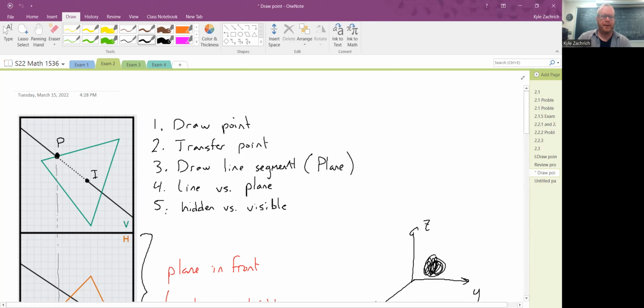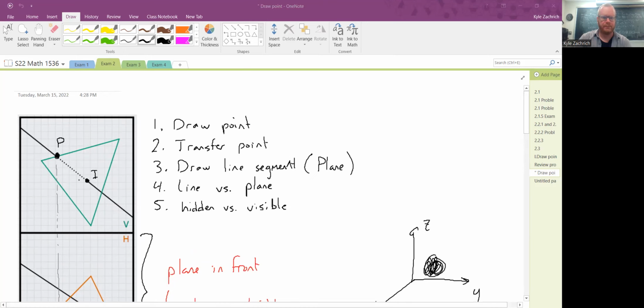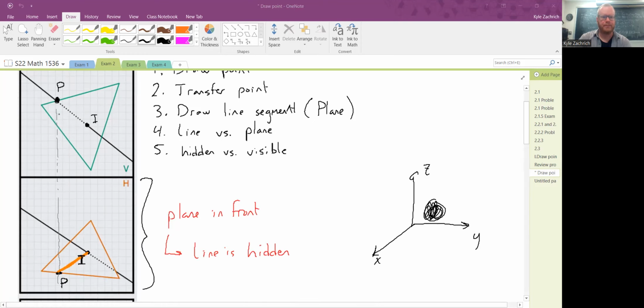But the process is always going to be the same for this one. So it's a 5-step process. First thing you're going to do is just draw a point. So draw your intersection, draw your point, label it P. Transfer the point. So you're going to transfer that by taking it down here. One thing you'll have to think of when you're transferring that point down to the other plane is whether it's going to intersect here or here.